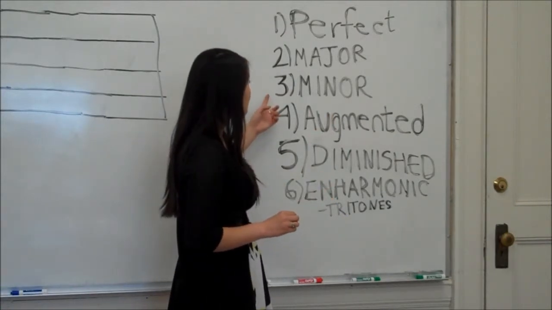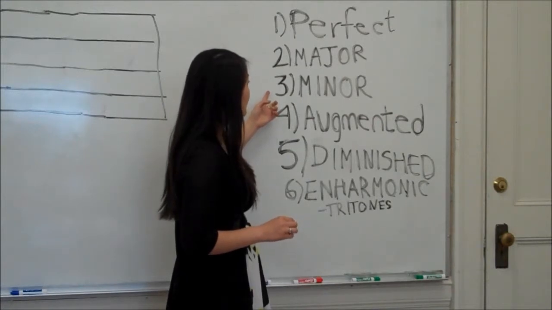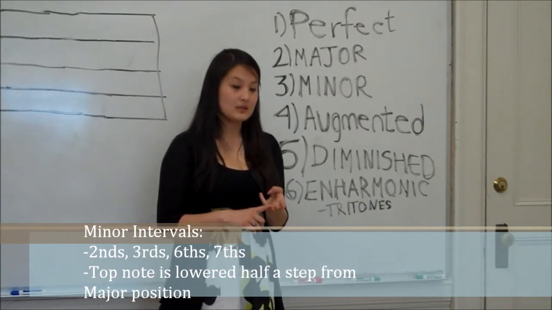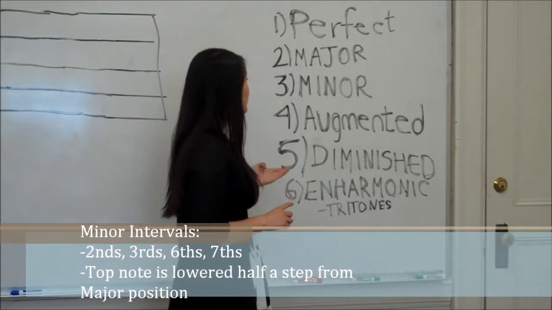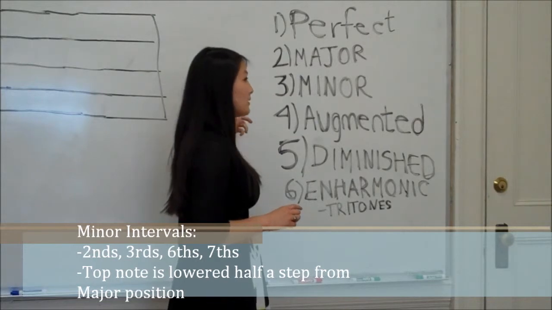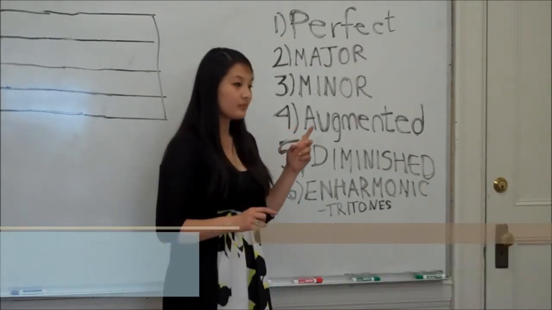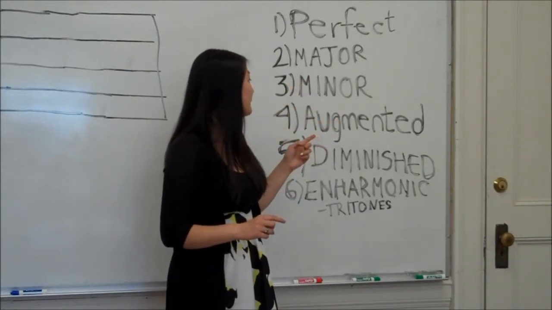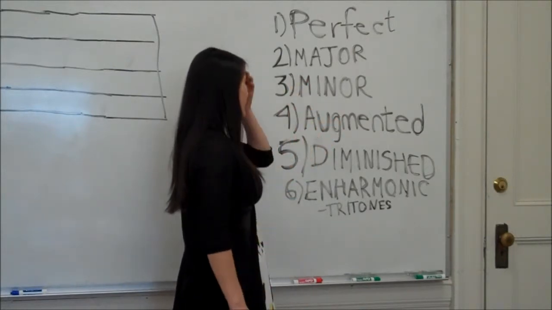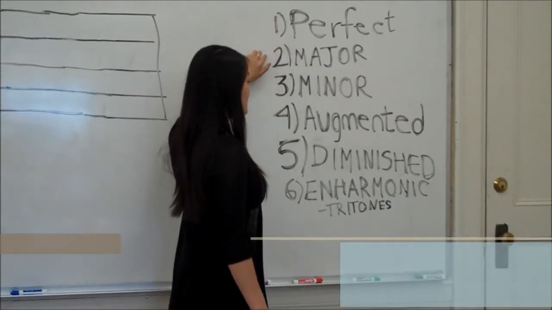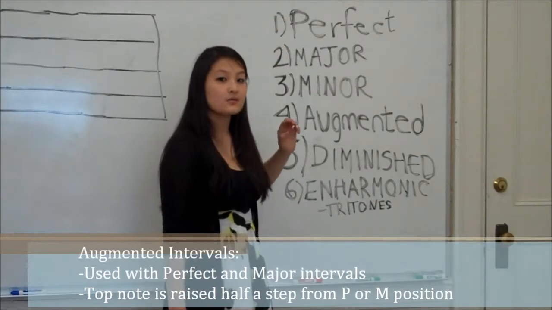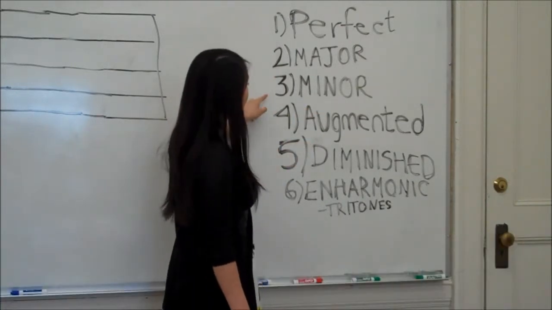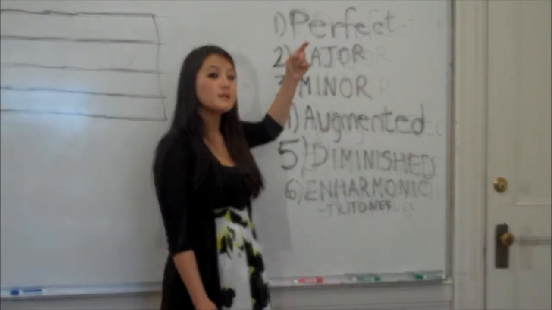Next we have minors, which is used with the same as the majors, so seconds, thirds, sixths, and sevenths. And instead of the top note still being in the key signature of the bottom note, the top note is lowered half a step, making it minor. Augmented intervals are used with perfects and majors, and when the top note is raised half a step. And diminished intervals are used with perfects and minor intervals, but the top note is lowered half a step.